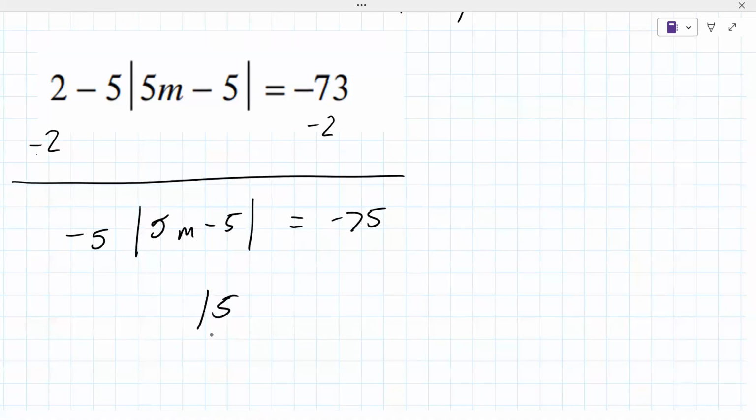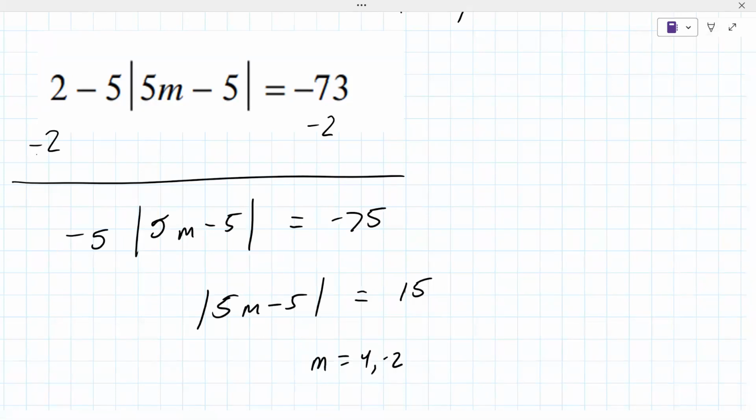What did you get on the right here when you divided by -5? 13. There's your issue. It should be 15. So go ahead and retry it from here, please. Oh, that makes sense. M equals 4, m equals -2. That is correct.